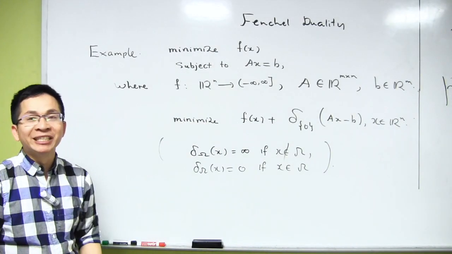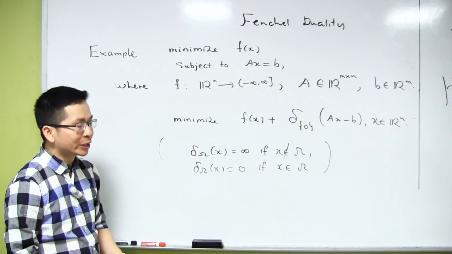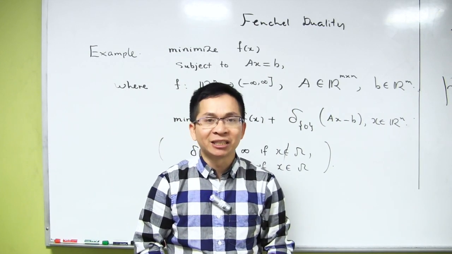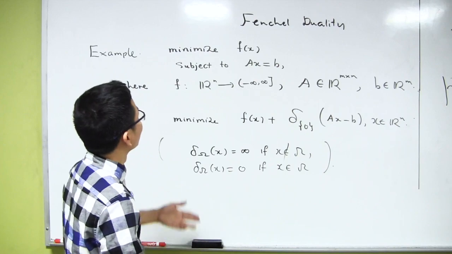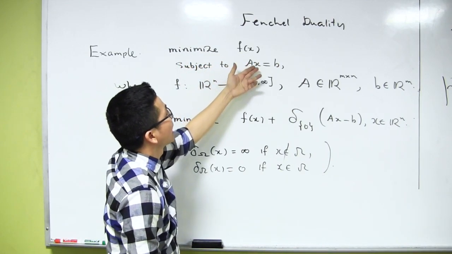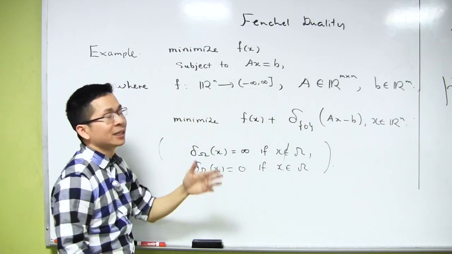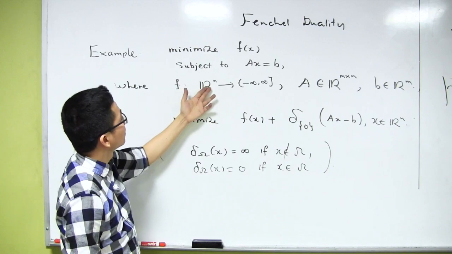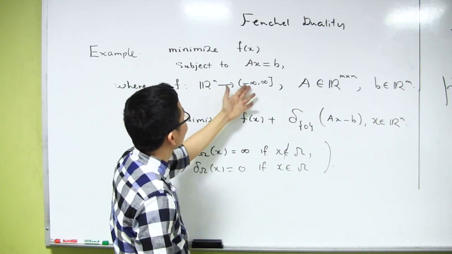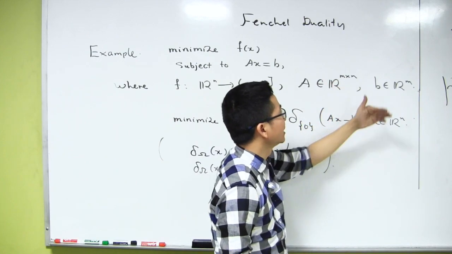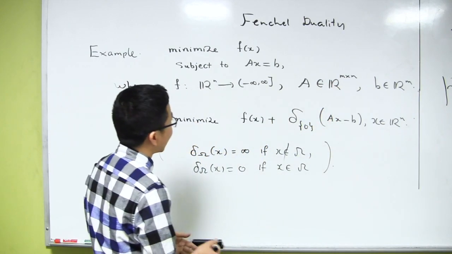Now I'm going to present some examples in which we use Fenchel duality to solve some classes of optimization problems. In the first example, we would like to minimize f of x subject to Ax equal to b. This is a constrained optimization problem where f is a function from Rn to the extended real line, A is an m by n matrix and b is an element of Rm.